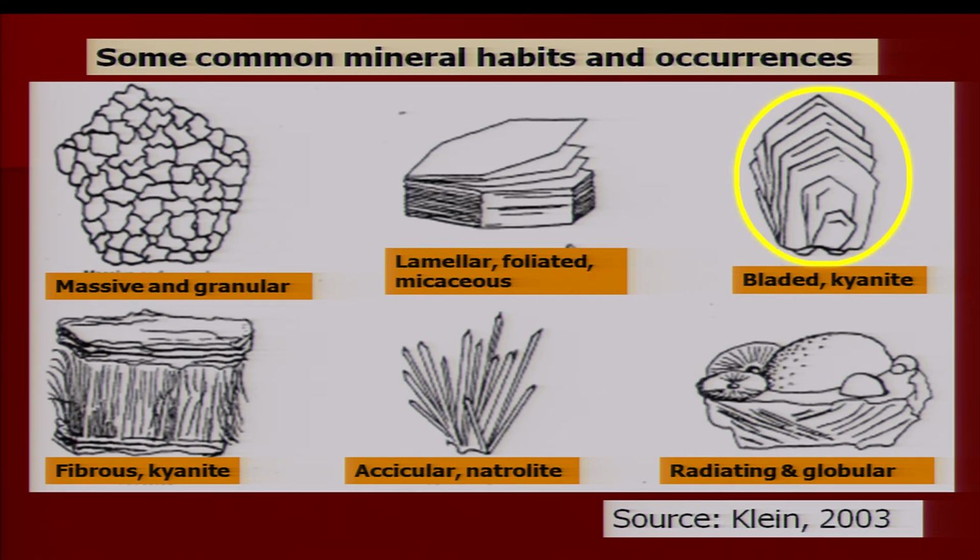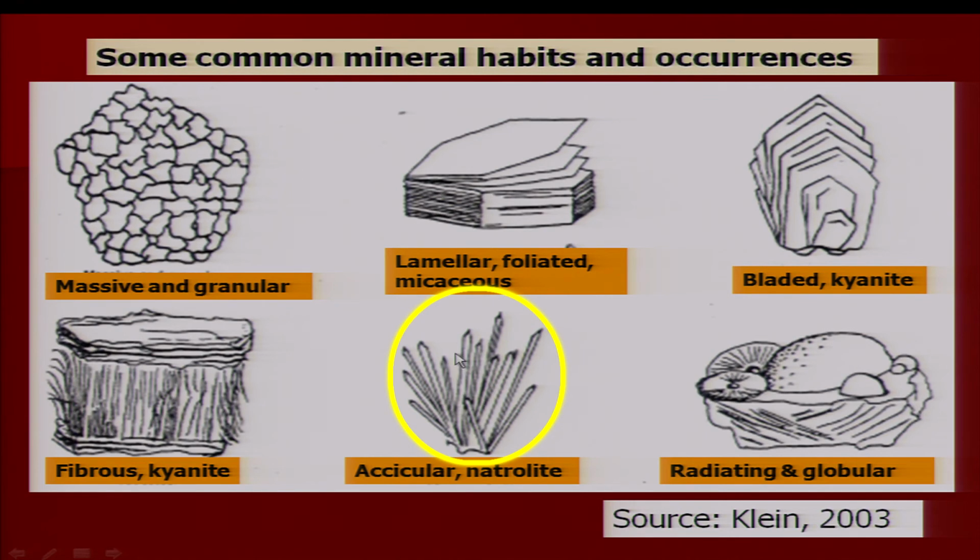Then bladed habit, at the top right-hand corner, just like a blade. The example is kyanite. Kyanite crystals are bladed, they can be separated out along the blades. And fibrous habit is shown here in this picture, fibrous habit, and acicular habit.